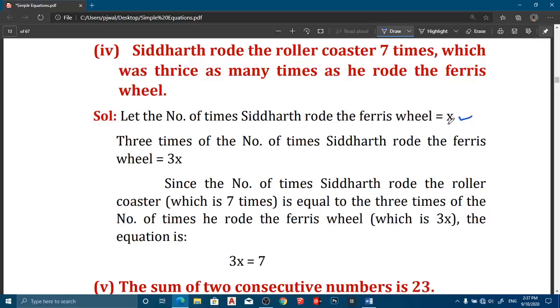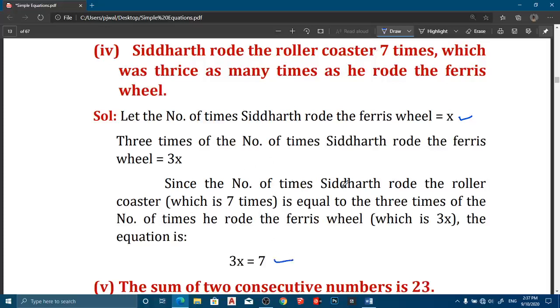Twice of this means thrice. Thrice of this means what? 3 times of it. So this is equivalent to the 7, which was thrice as many times as he rode the Ferris wheel, means this 3x is equivalent to the 7 times. So that's the answer of this problem.